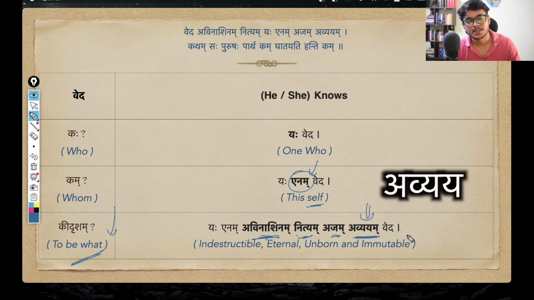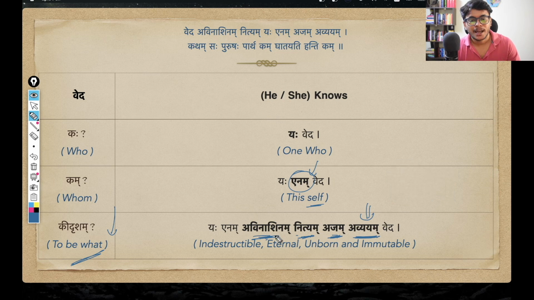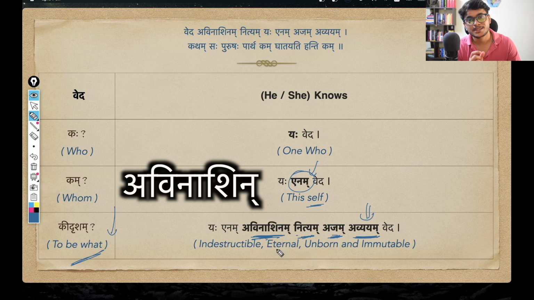So Avyayam is coming from Avyaya Pratipadika. Ajam is coming from Aja Pratipadika. Nityam is coming from Nitya Pratipadika. And Avinashinam is coming from Avinashin. So there is a slight difference. All these Nitya, Aja, Avyaya Pratipadika are simple Akaranta Pratipadika. But this Avinashinam is coming from a Nakaranta Pratipadika, Avinashin.